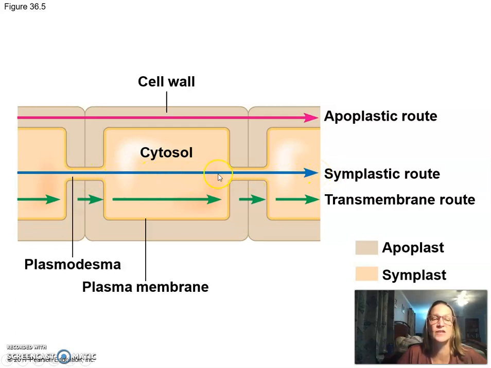And finally, the transmembrane route, which again is the sort of combination of both. You can see the materials would be passing in and out of the cell membranes and in and out of the cytosol, multiple different places as it's moving through these different plant cells.